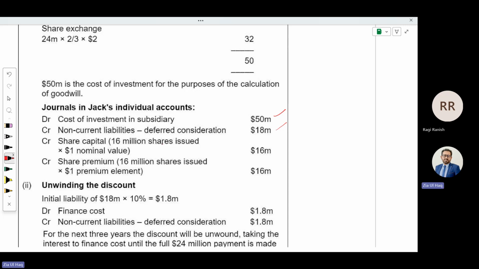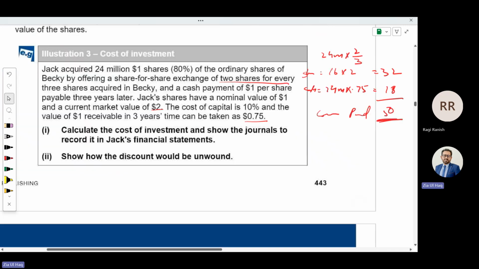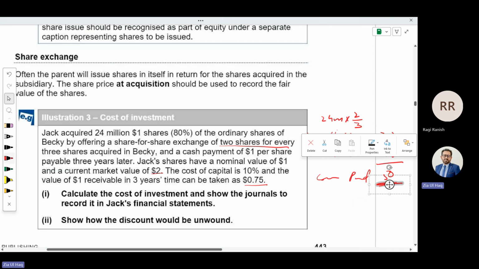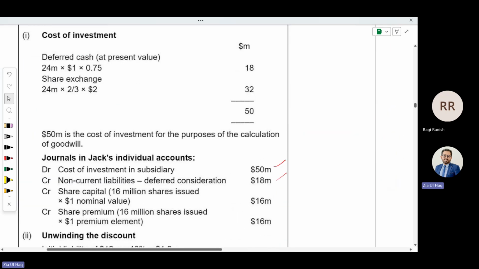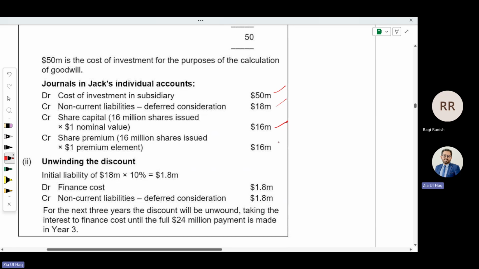Share capital 16 million. How many shares? 16 million shares. Face value is 1. You are giving on 2, meaning there will be a premium. So share capital will increase by 16 million and share premium will increase by 16 million. If you are giving on 1.5, then it would be 0.5 share premium.